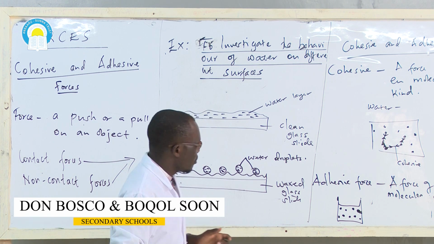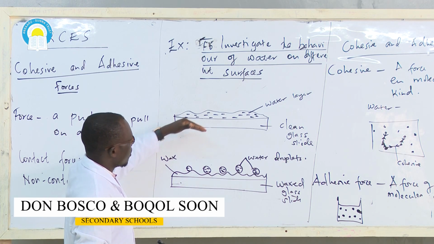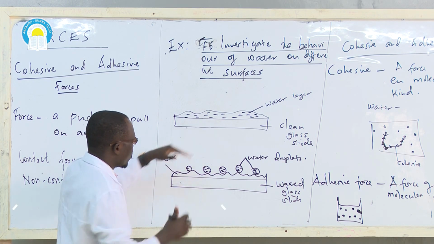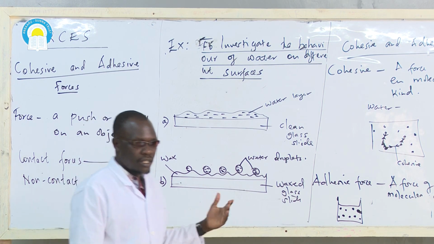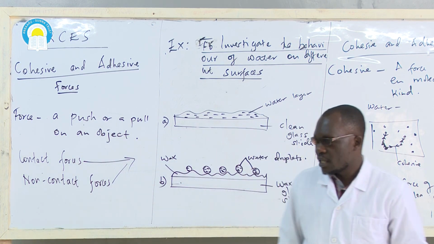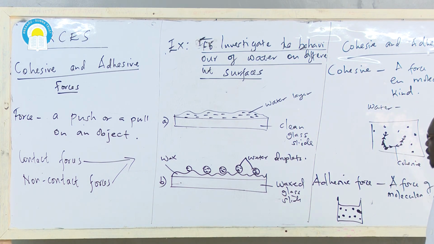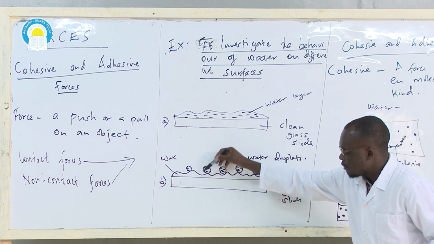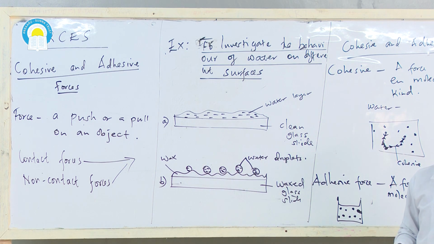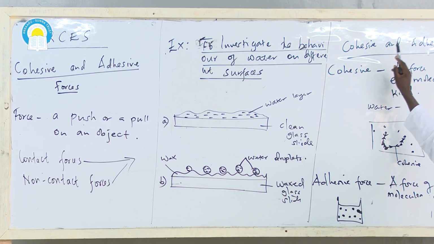Now, what brings the difference between these two observations we are making here? On our first diagram, water is covering the entire surface of the glass slide. But here water is forming droplets on the surface of the wax. The difference comes in terms of the two forces we call cohesive forces and adhesive forces.